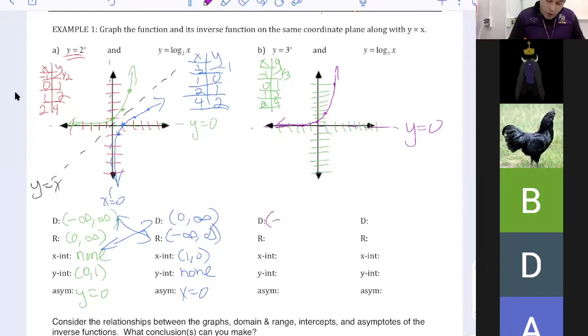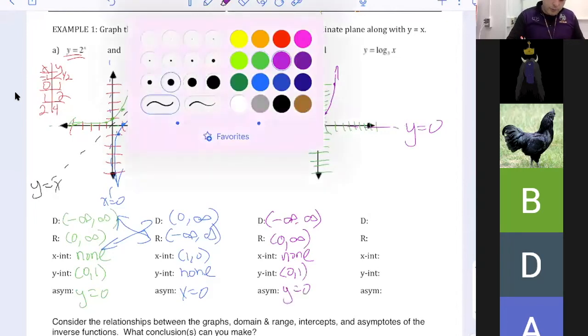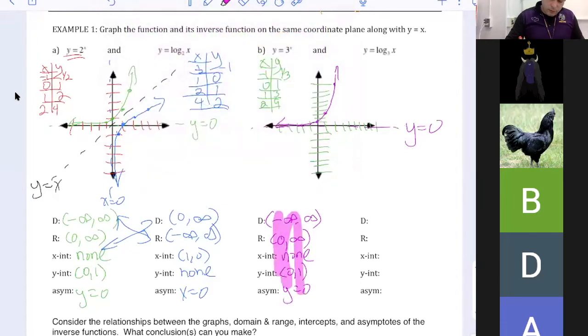So again, my domain for all exponentials is negative infinity to infinity. My range is 0 to infinity. My x-intercept is none. My y-intercept is 0, 1. And my asymptote is y equals 0. Almost identical to this, right? Except that it goes up a little higher.